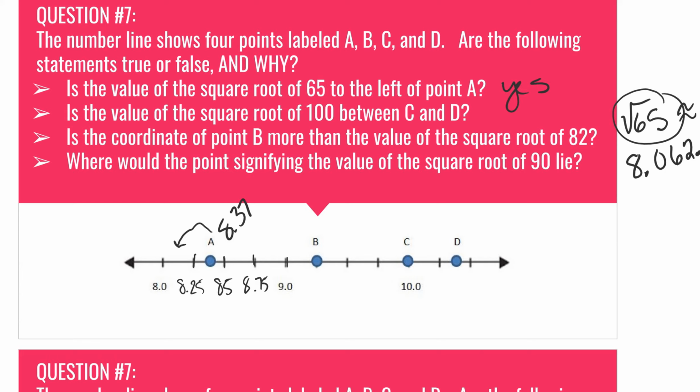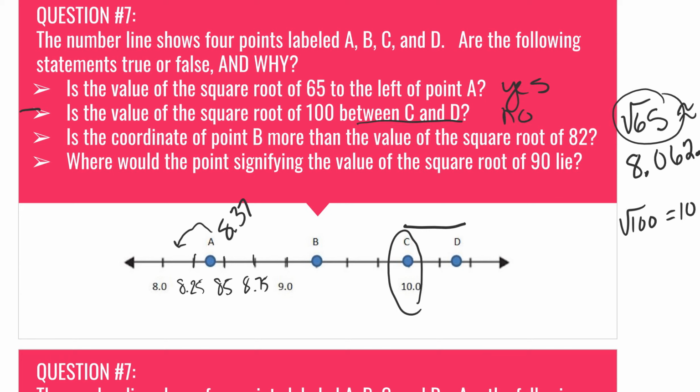All right, so then the next bullet right here says the square root of 100. Well, the square root of 100 is exactly 10. So this is saying between C and D. Is it between C and D? It's not really between C and D. It's exactly at C. So I would say no, because it is exactly at C.